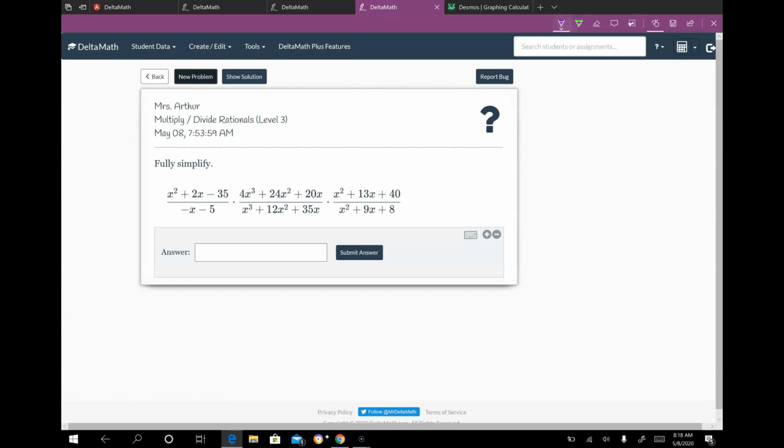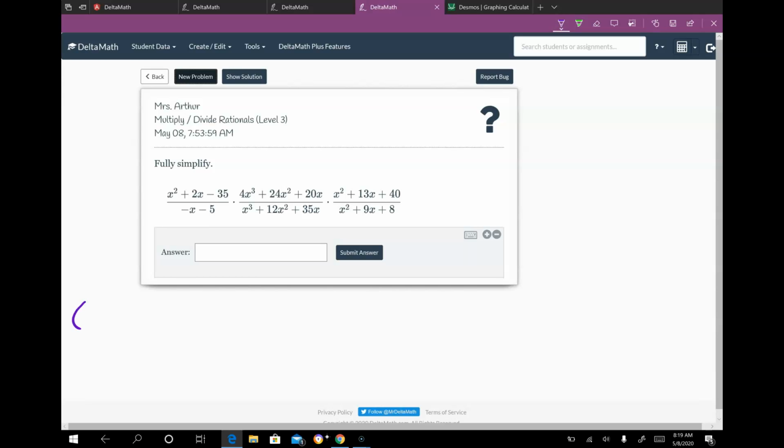Okay. So this one is all multiplication, so we don't have to do any keep, change, flip. We can just go straight to factoring and then simplifying. So, saves us a step. So we're going to factor this numerator first.